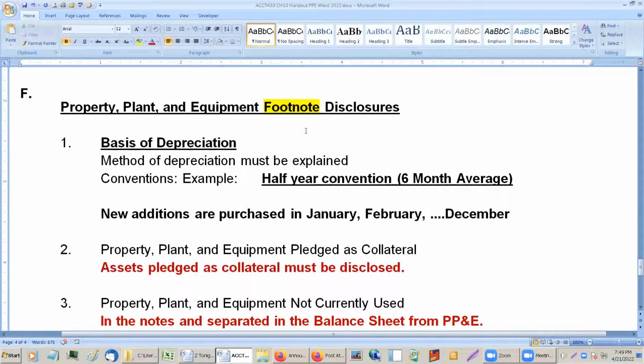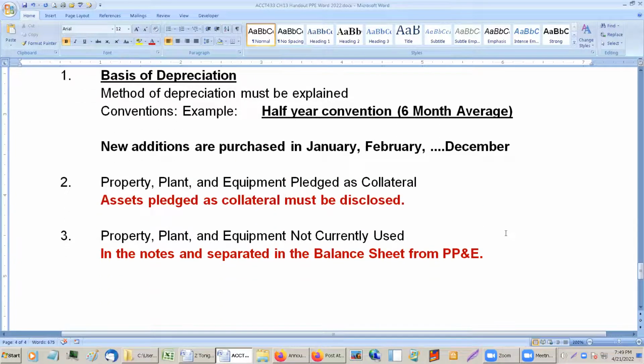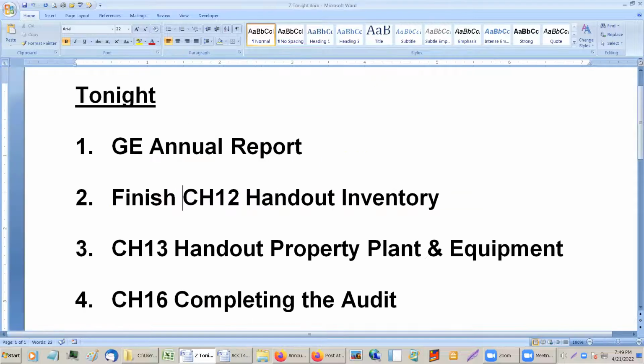Okay. You know what? I think I'm going to make an executive decision here. Take out chapter 16. Okay, so here's what's going to happen next. I'm going to put the 2 handouts we did today. We finished up the inventory, chapter 12, chapter 13, property, plant, and equipment. I'm going to eliminate chapter 16.